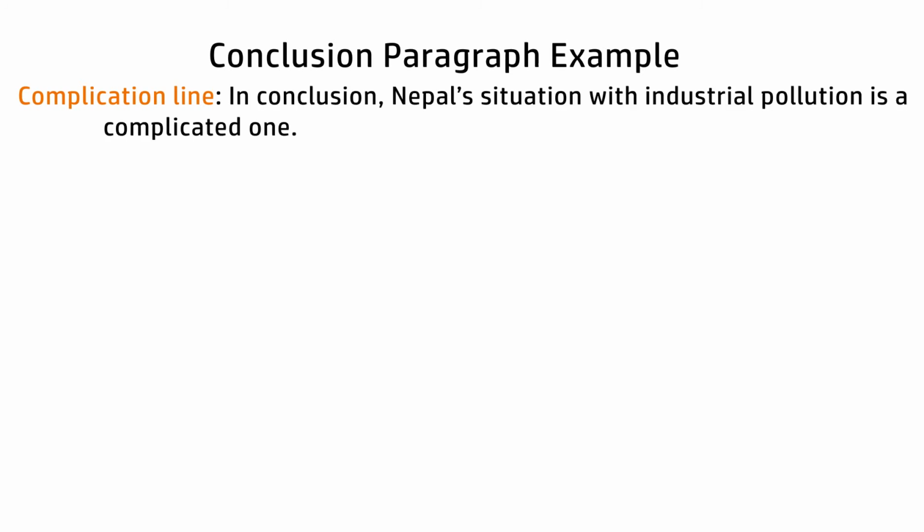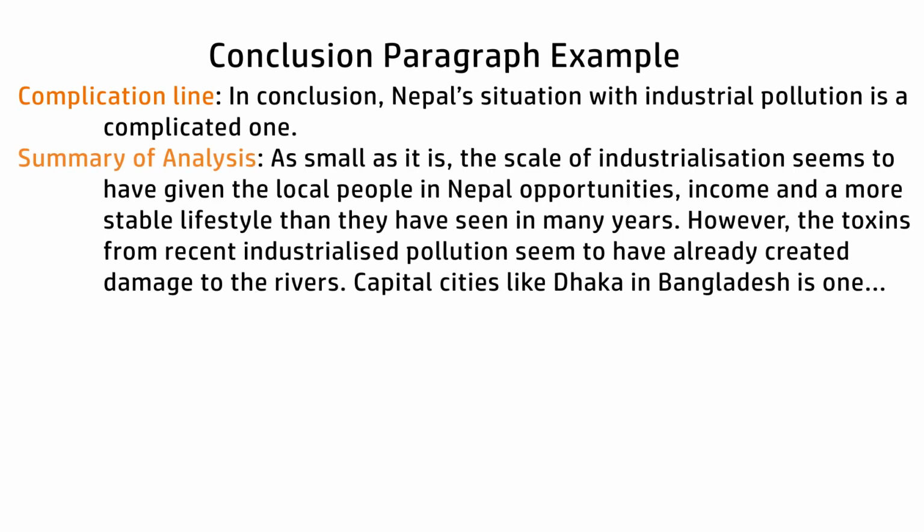The following is a template of what has been covered throughout this video. The conclusion here might read like this. Complication line. In conclusion, Nepal's situation with industrial pollution is a complicated one. Summary of analysis. As small as it is, the scale of industrialization seems to have given the local people in Nepal opportunities, income and a more stable lifestyle than they have seen in many years.